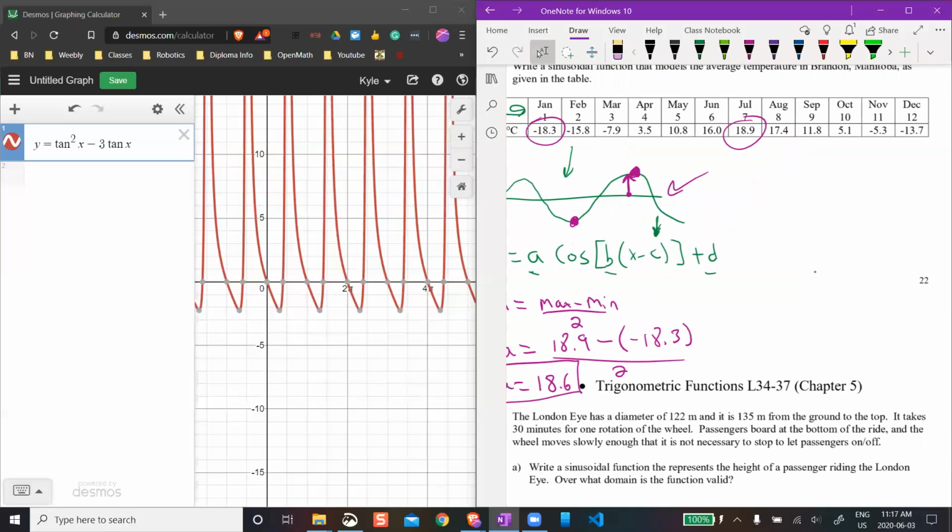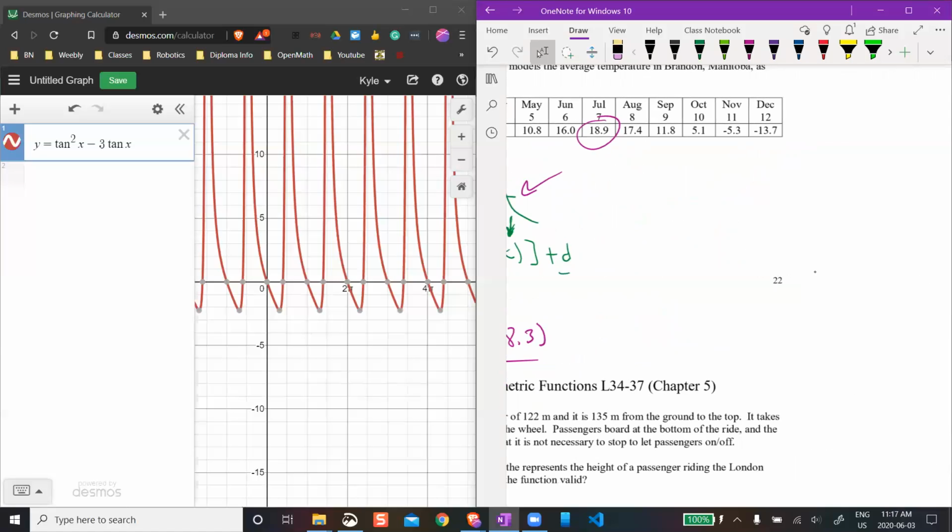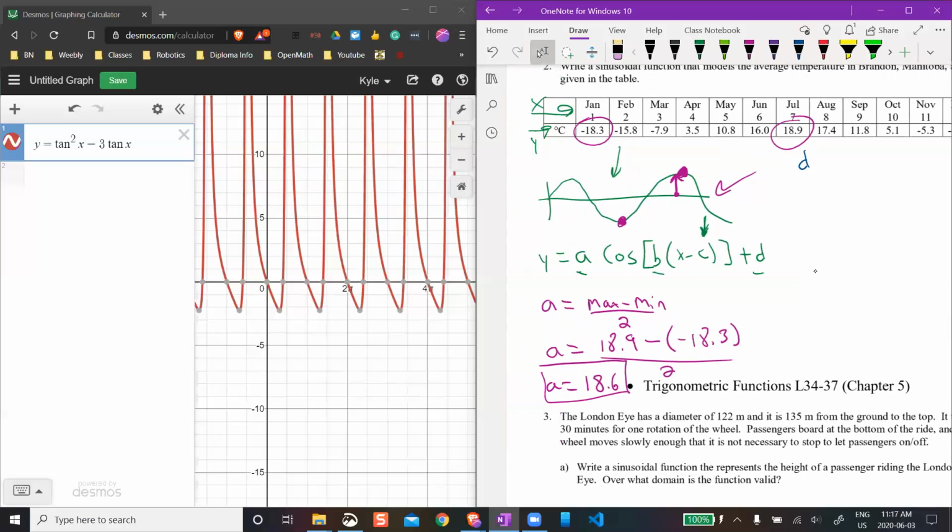Let's do D. D and A are really similar to find. So we'll find D now. If I look back at my picture, remember what D was? D is our midline. D really is how far up or down the graph is going. In general, the way you'd find this is by looking for the average between the top number and the bottom number. That's going to tell me my midline, and that's telling me how much the graph has been translated up or down. So the D is still the same thing.